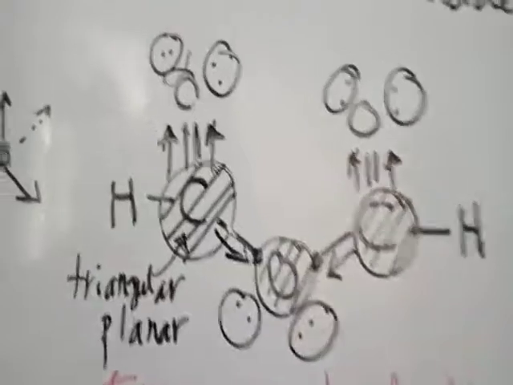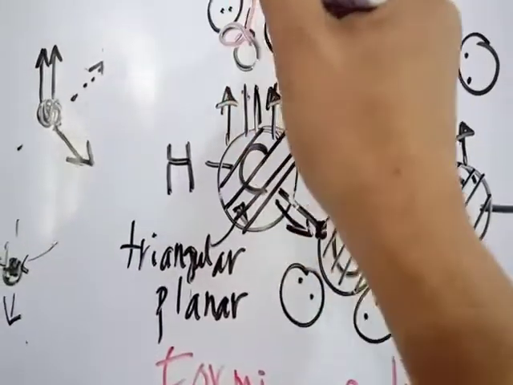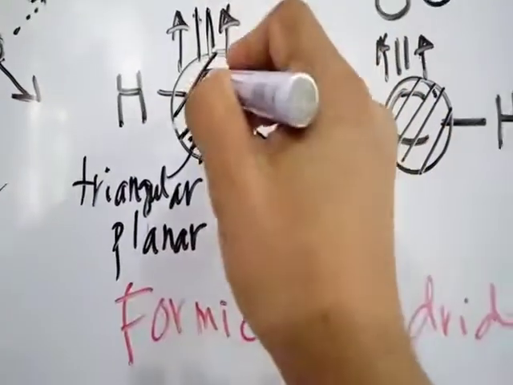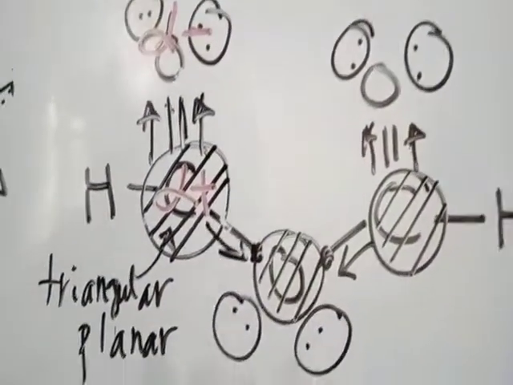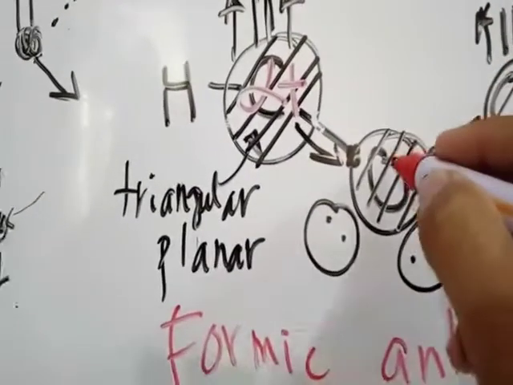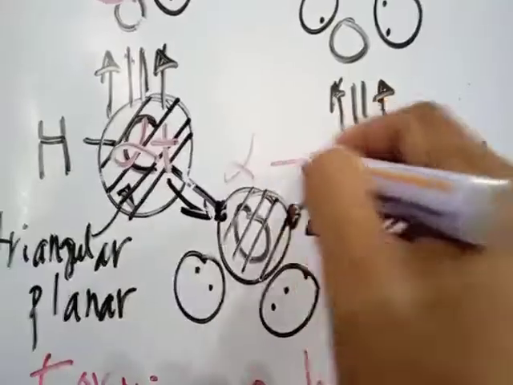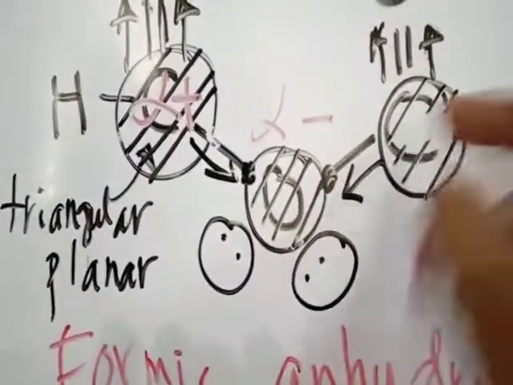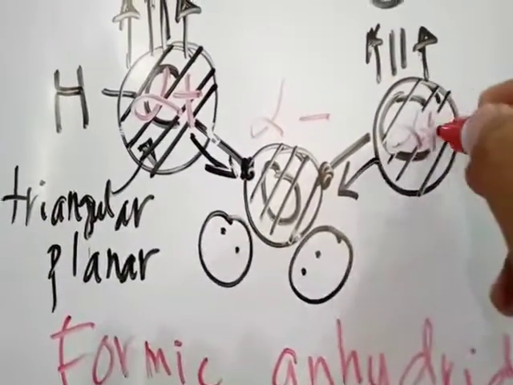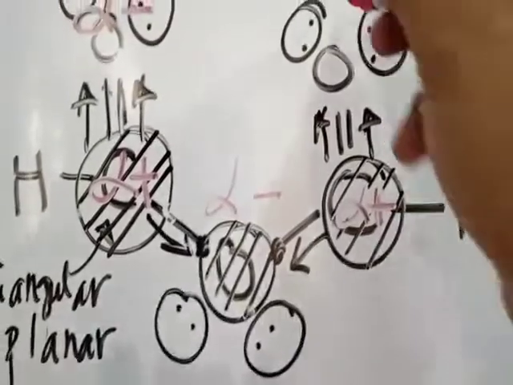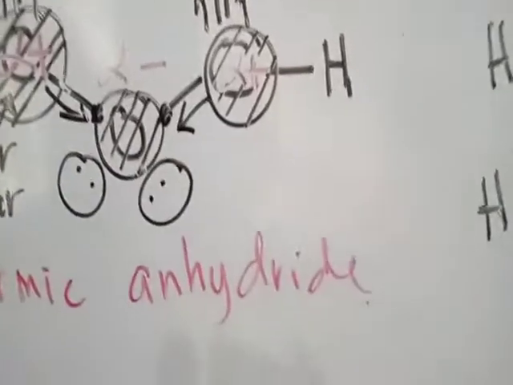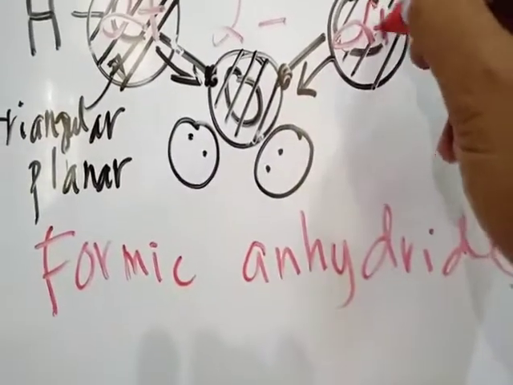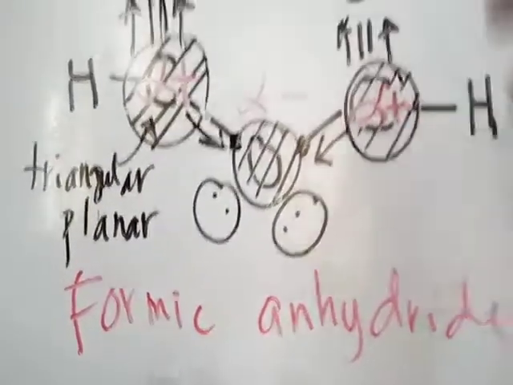Let me use a red color. Partial negative. This is partial positive. That's partial positive. This is partial negative. This one is partial positive. And definitely this is partial negative. Partial positive. Partial negative.